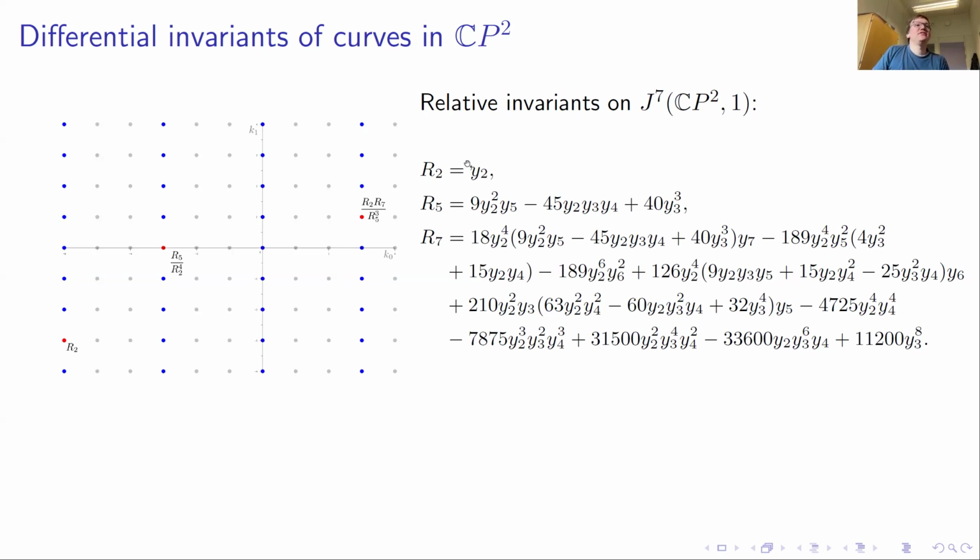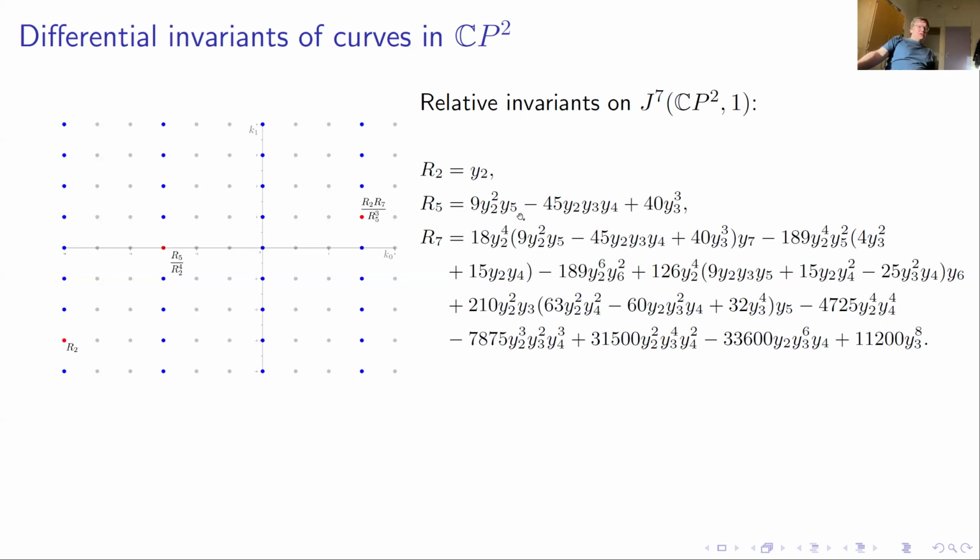So on J2, there's basically one relative invariant. On J5, there is one additional relative invariant. And on J7, we reached a point where the dimension of the space is larger than the Lie algebra. So we actually get an absolute invariant, but in particular, we have this relative invariant, and a certain combination of these will be a rational absolute invariant.